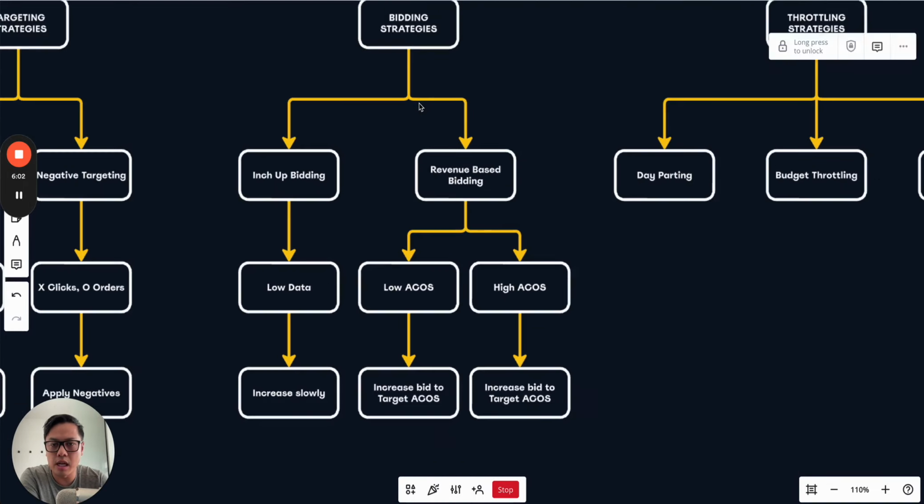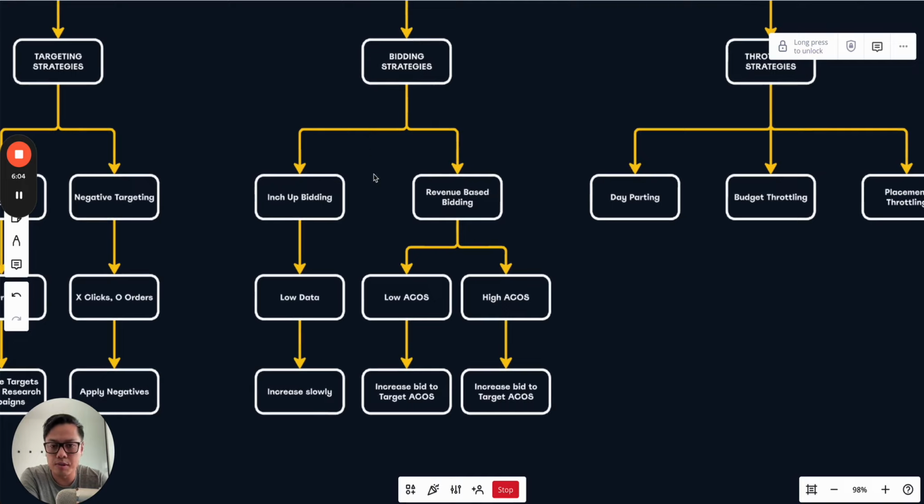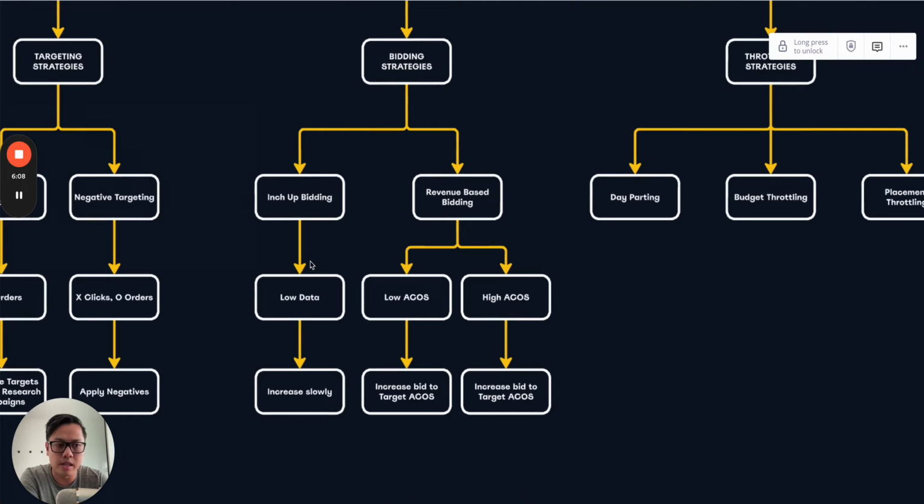So bidding strategies, I do two types of rules. Again, these are standard across the industry. So I use a concept called inch-up bidding. Basically, the idea is to find the bottom of a target because I don't have a lot of confidence there, so I don't want to spend a lot of money there. So if I have low data, I'm going to generally bid pretty low, and I need to try to find that lowest suggested bid or that lowest bid that would drive a click.